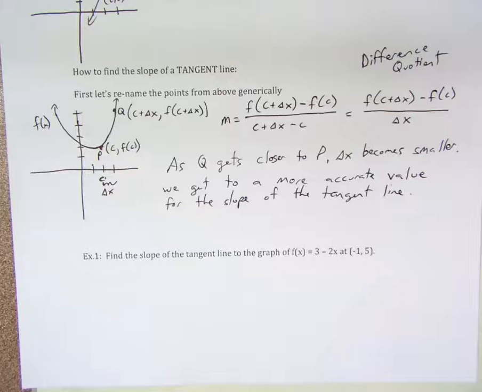It says, find the slope of the tangent line to the graph of f of x equals 3 minus 2x at negative 1, 5. So there's a line here, right? 3 minus 2x is some line. And I want to find the slope of the line tangent to this function, or this graph, at negative 1, 5. So I want to find the exact slope at this point, okay? So we have to apply this right here. This is what we need to do. This is how we find the slope of a tangent line.